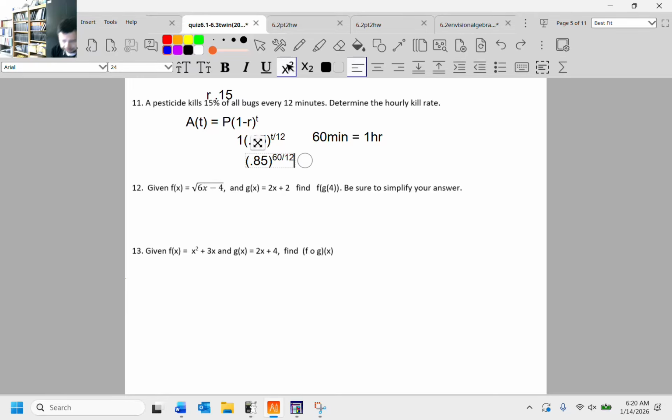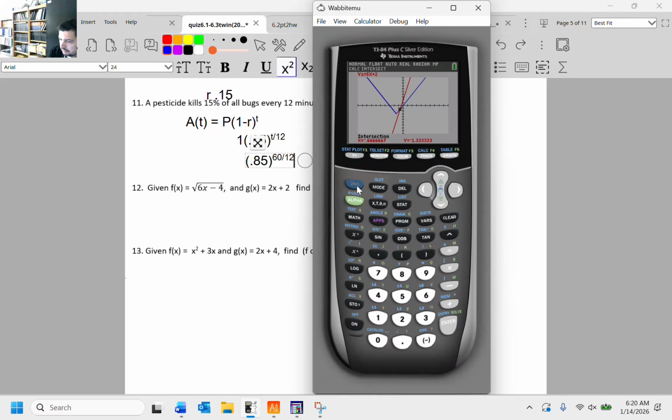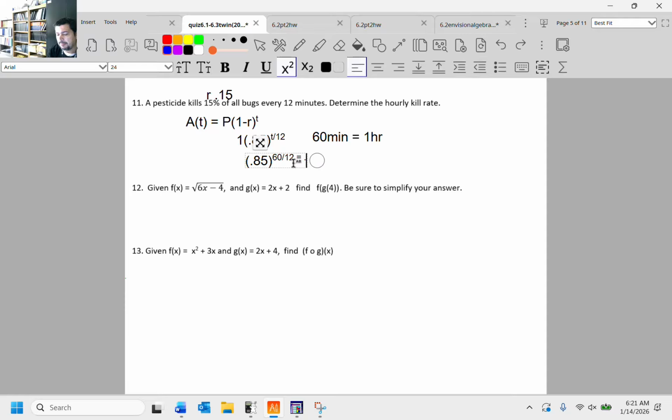And let's see what happens. You got 0.85 to the 60 over 12, which is 5. But, you know, if you don't know that, TI-84 don't judge you. And you get this decimal, 0.4437.